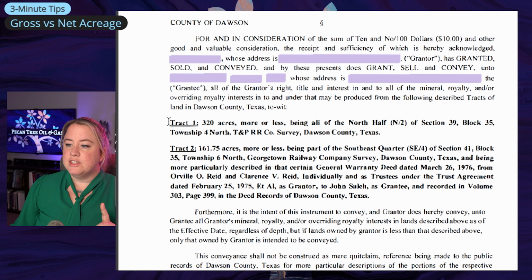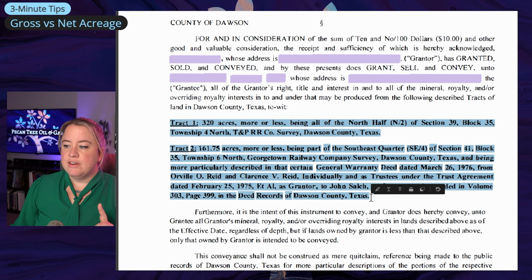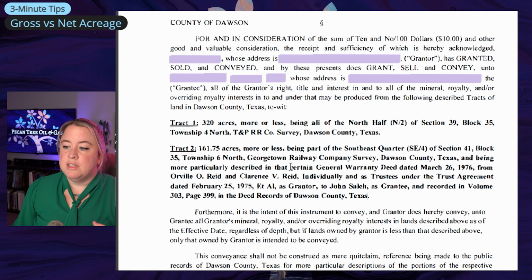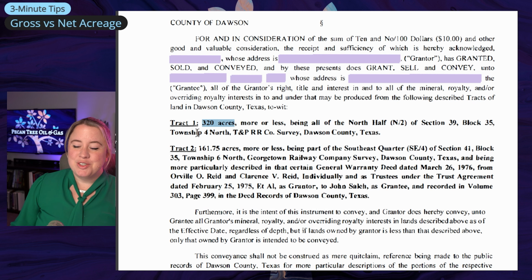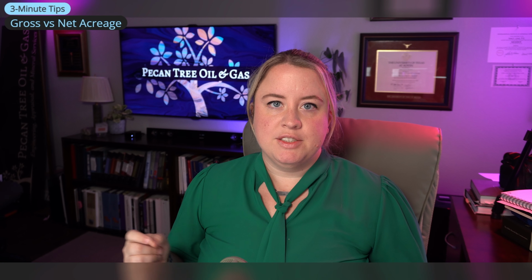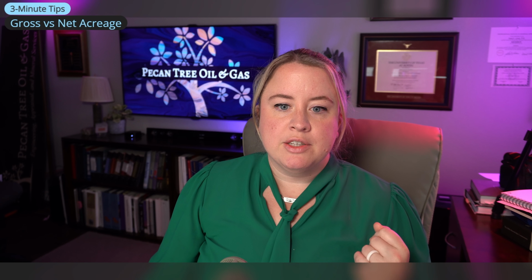We have this description here of the acreage. So I call this the legal description. When you're trying to figure out how many minerals you own, you might think that you have 320 acres based on the fact that this says tract 1, 320 acres. What this is describing is if you were to put a fence around this tract, it would bound in 320 acres. And let me show you what that looks like on a map.